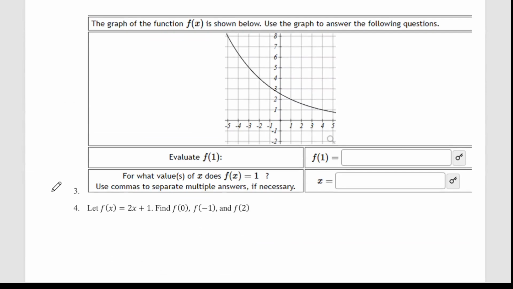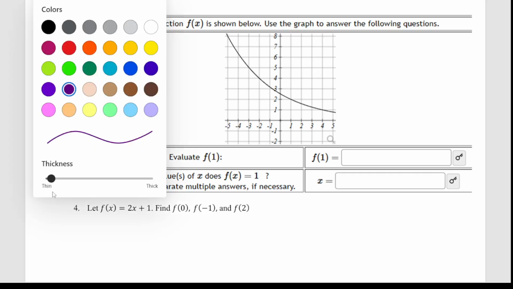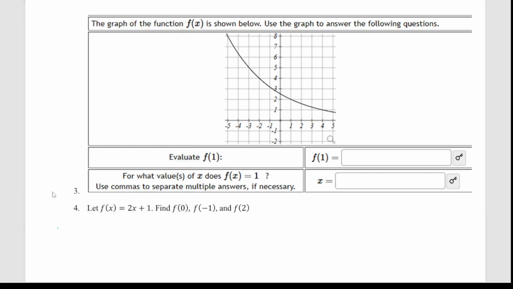Which brings us here. So let's do a similar sort of idea. The first thing they ask us is to evaluate f of 1, and then they ask us for what values does f of x equal 1. So go ahead and pause your video and see if you can figure this out, and then we'll go over it. So for the first part, f of 1, keep in mind that means x is equal to 1 because in f of x language, the x has been replaced by a 1.